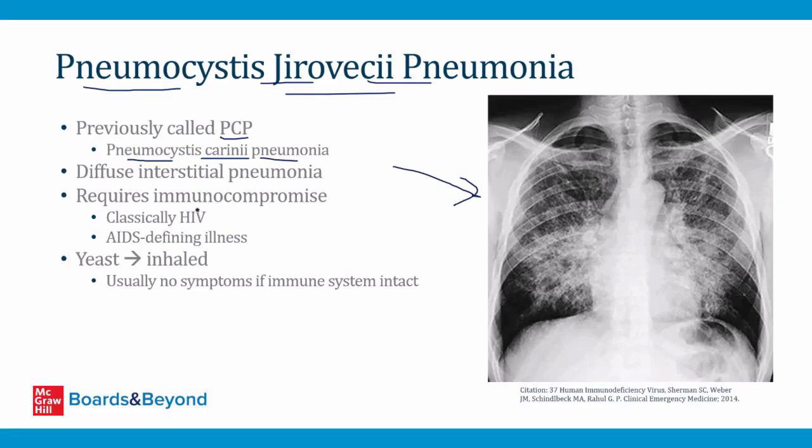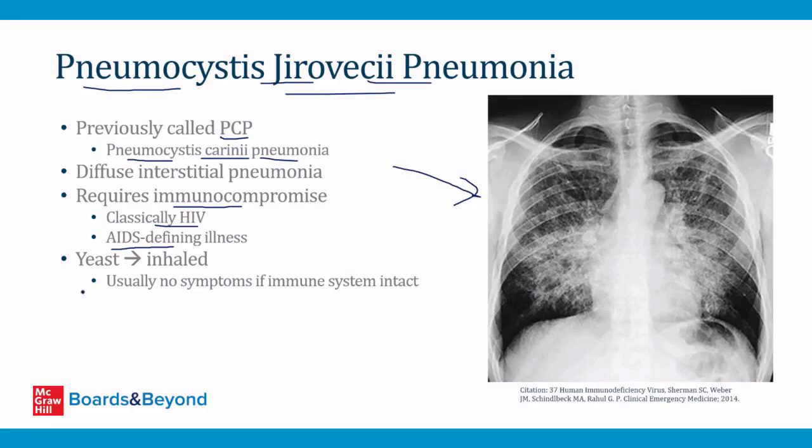This infection only develops with immunocompromise. It's a classic complication of HIV. In fact, when HIV first developed in the 1980s, the way that patients presented was with this form of pneumonia. And PJP is considered an AIDS-defining illness. If patients have this, by definition, they have the acquired immunodeficiency syndrome. And I talk about HIV in great detail in videos in the infectious disease section.